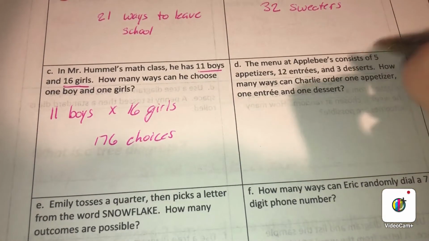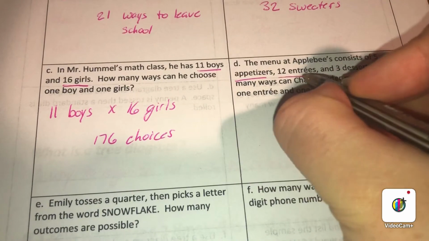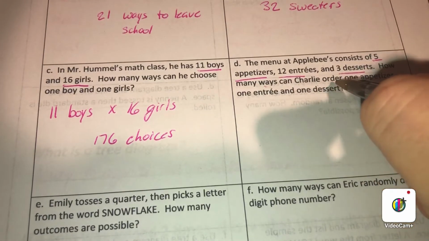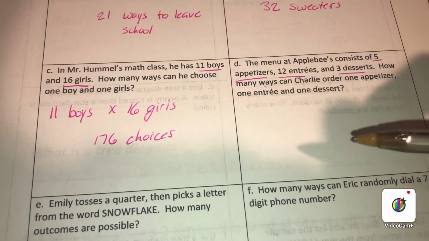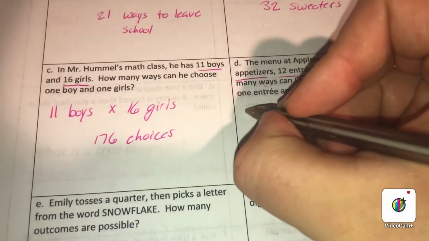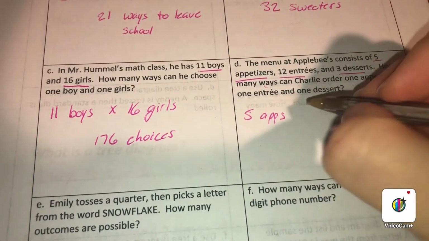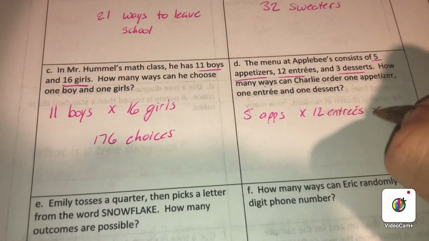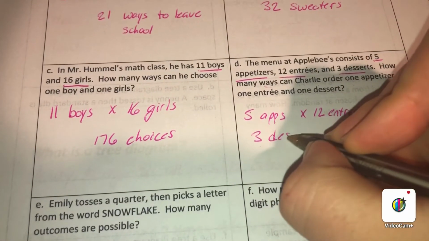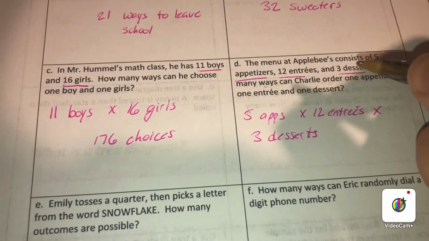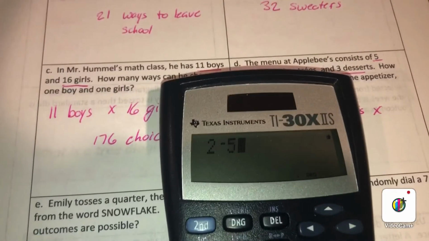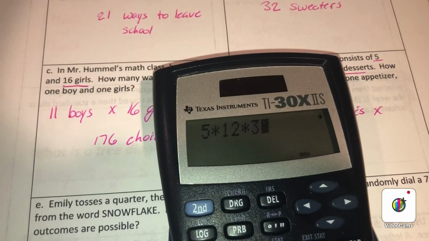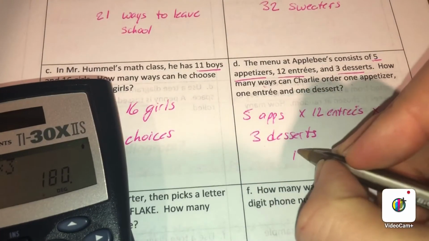The menu at Applebee's consists of 5 appetizers, 12 entrees, and 3 desserts. How many ways can Charlie order 1 appetizer, 1 entree, and 1 dessert? So you have 5 appetizers times 12 entrees times 3 desserts. So 5 times 12 times 3. So it's 180 different combinations.